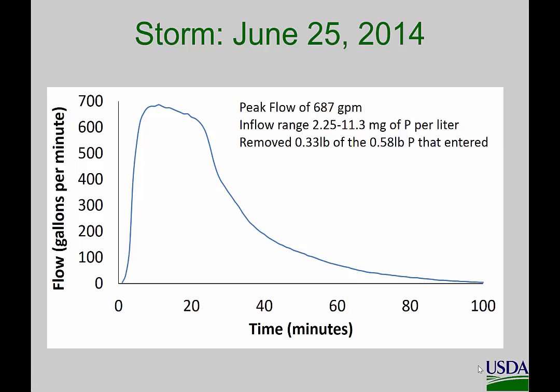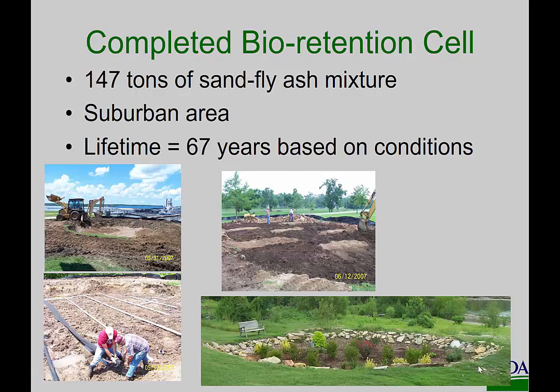Here's the hydrograph. We hit nearly about 700 gallons per minute, and in that single flow event, there was a little over half a pound of dissolved phosphorus that flowed into that unit. And in that single event, we removed about 0.33 pounds of the phosphorus that flowed into it.